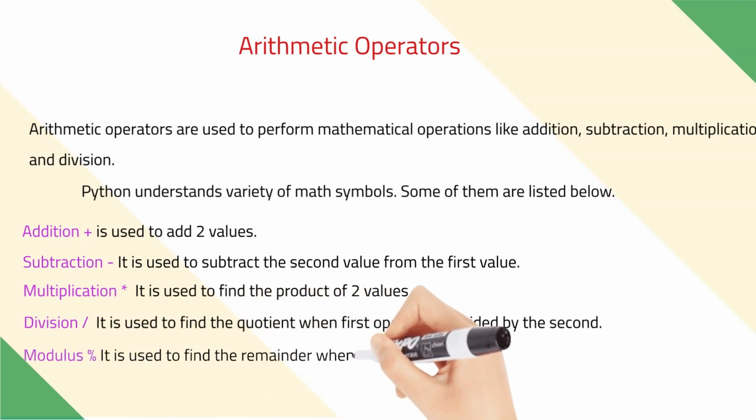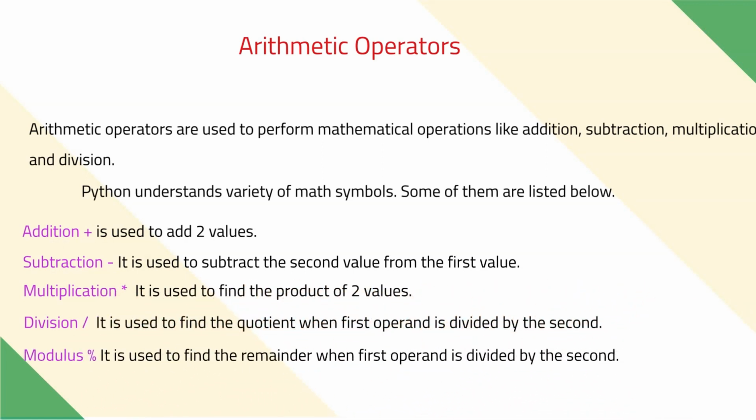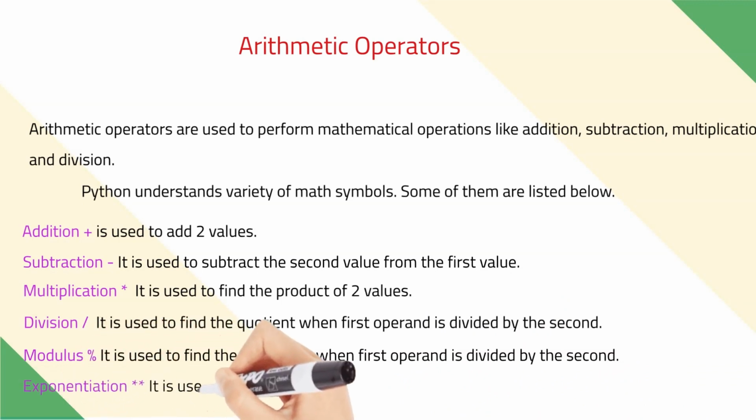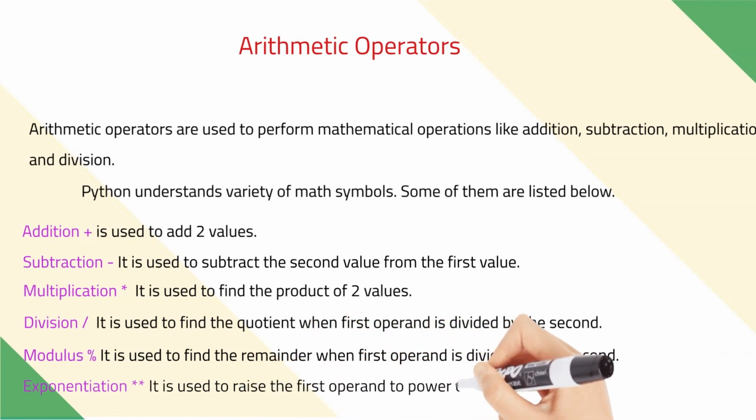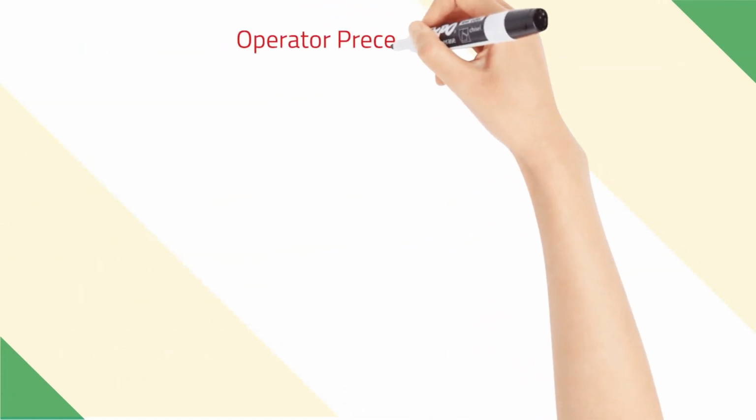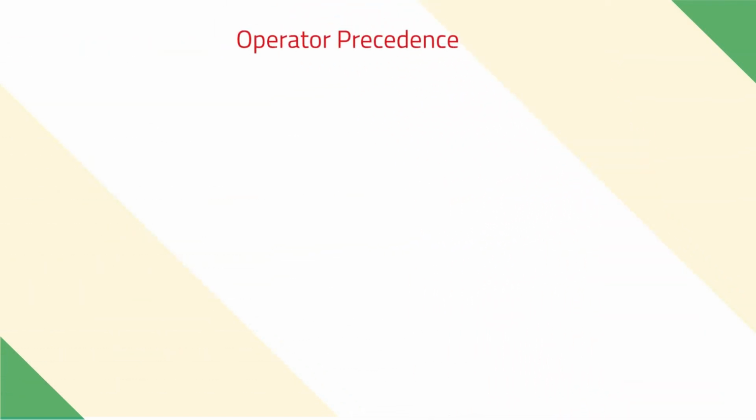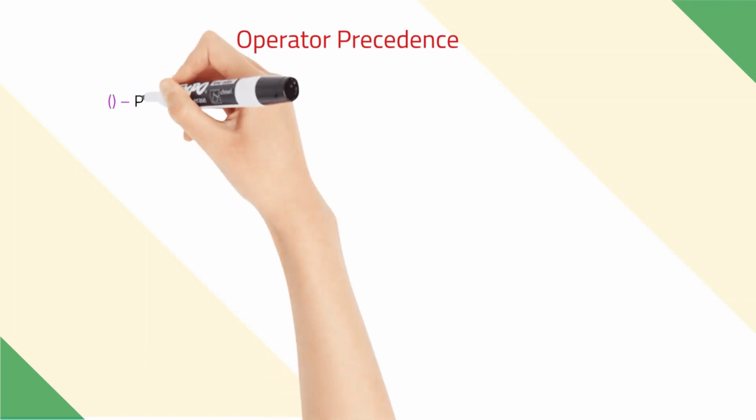Modulus. It is used to find the remainder when the first operand is divided by the second. Exponentiation. It is used to raise the first operand to the power of the second. We also have operator precedence for all the operations that we perform.